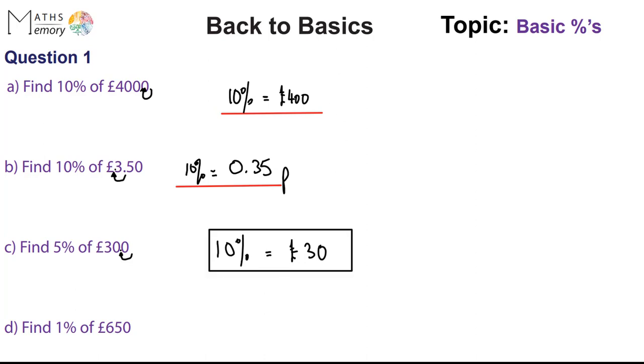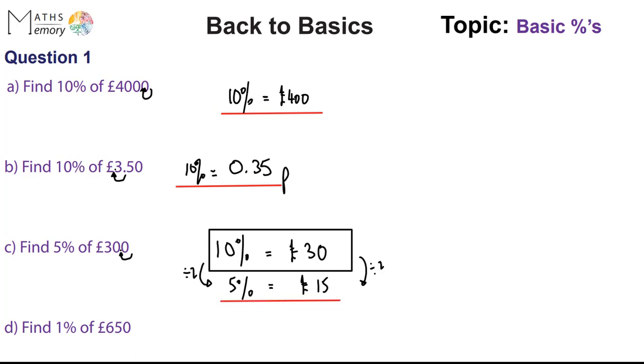Now once you have this, you can do anything with this. Now 5% would simply be dividing this by 2. So I'm going to divide that by 2 here, and also divide this by 2 as well. So 5% would be £15. And that's your answer. 5% is your answer, and that was done via the 10% rule, which shows you how important this rule is. So 5% is £15 for this.